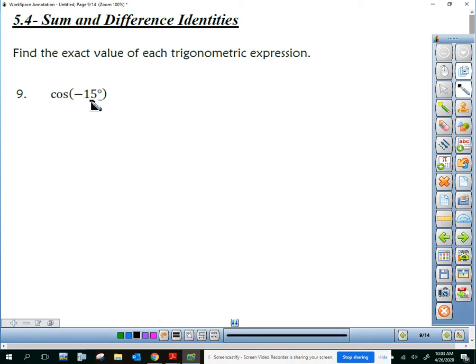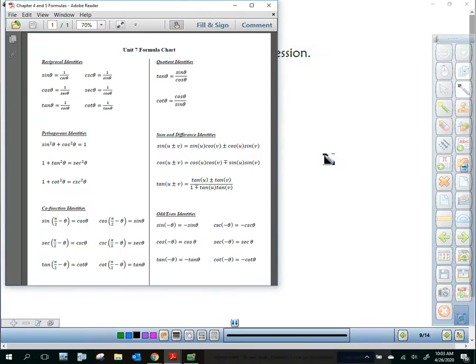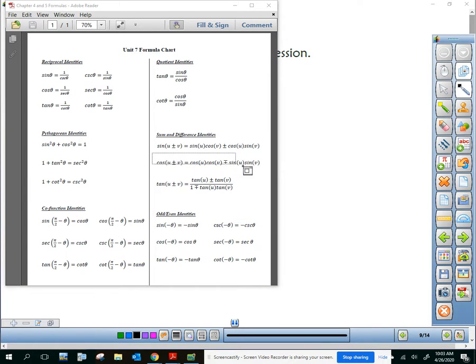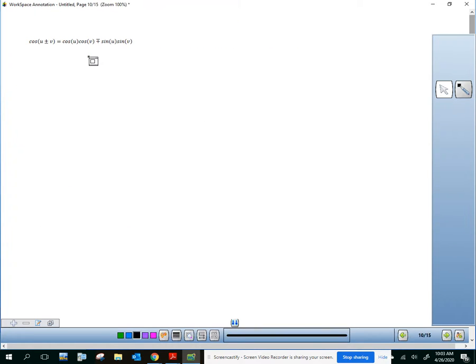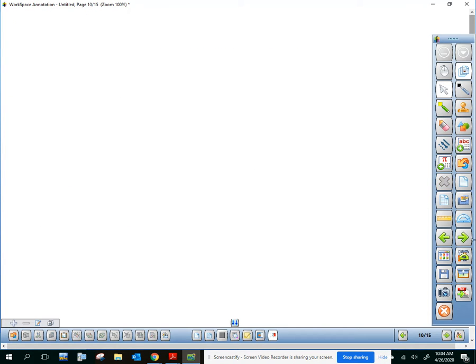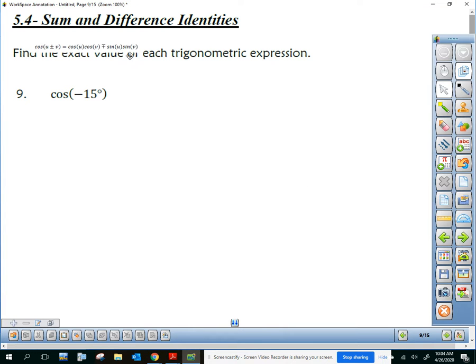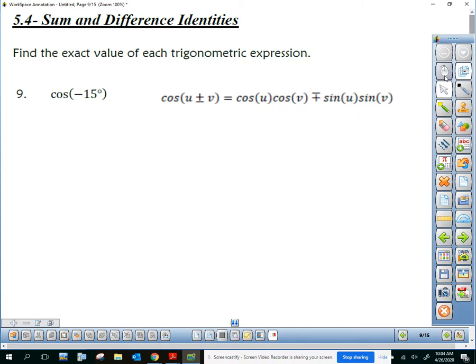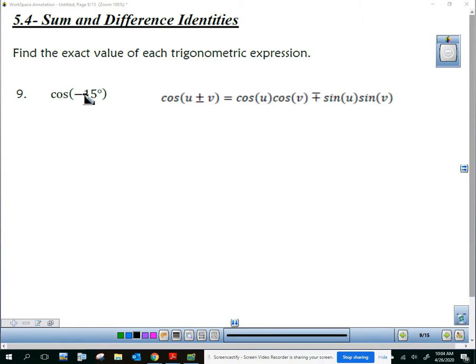We don't know cosine of negative 15 because negative 15 is not one of the reference angles around the unit circle that we've memorized. However, we can use our cosine sum or difference identities, and I'll copy it over here. It's this one here. We can use this cosine sum or difference identity to replace negative 15 with two terms that add or subtract to give you negative 15.